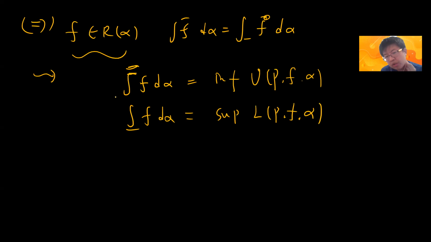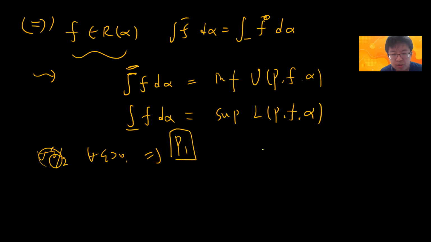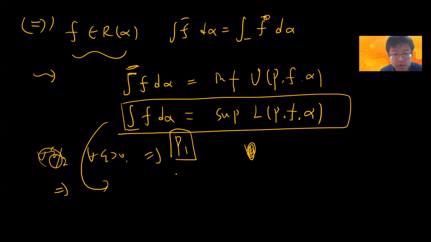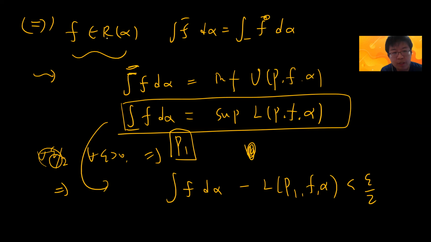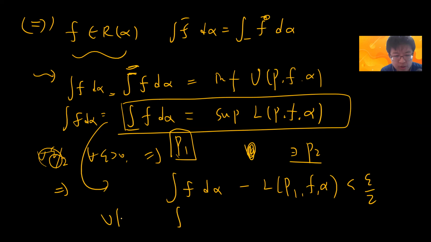So this means that for epsilon greater than zero, I can find a partition P1 such that, by the property of sup, the integral of f d alpha minus L(P1,f,alpha) is less than epsilon divided by 2. Since f is Riemann integrable, the upper and lower integrals are the same, so I write them as just the integral of f d alpha. After that there is a P2 such that U(P2,f,alpha) minus the integral of f d alpha is less than epsilon. So I have these two properties.